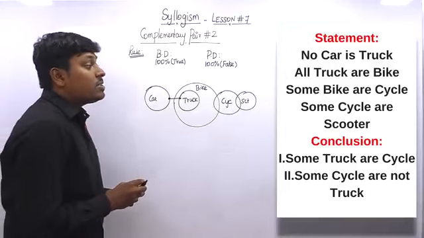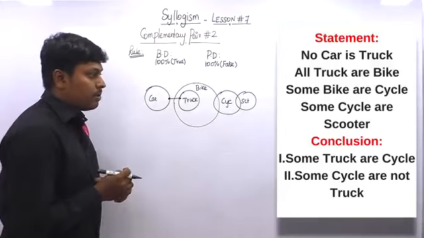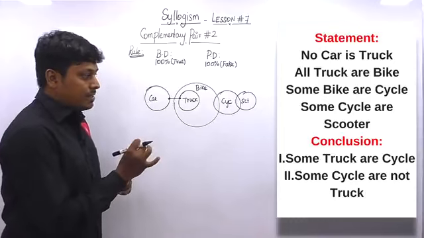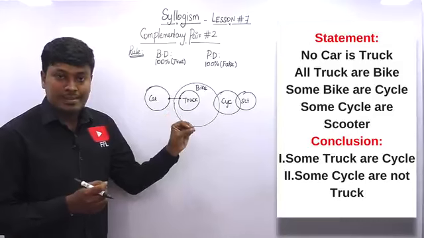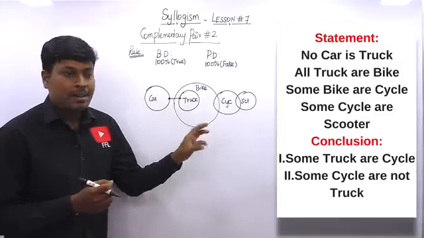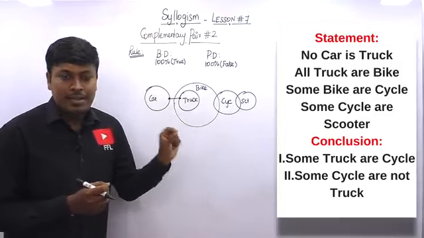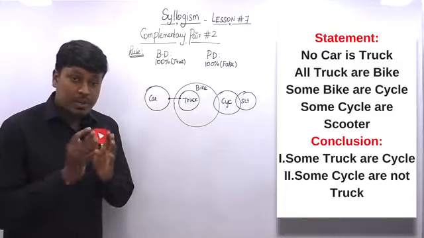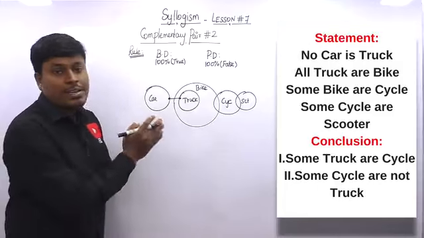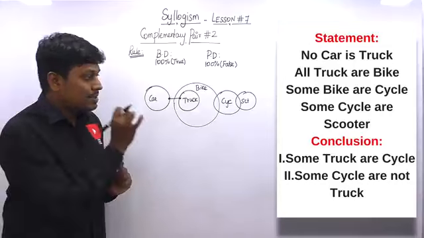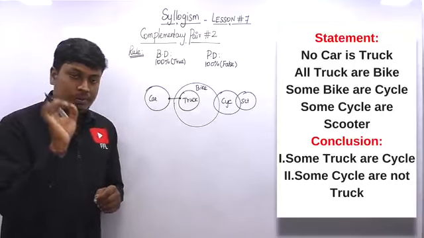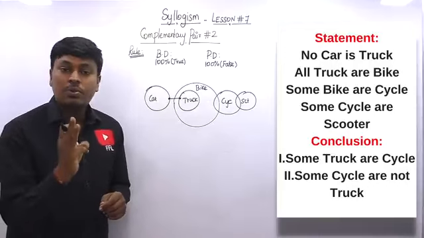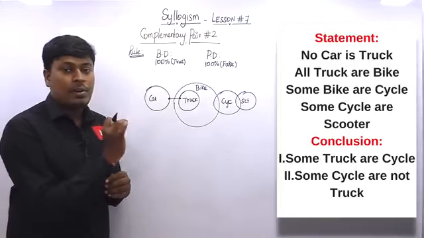So now let me move on to the conclusions. Conclusion number 1, some truck are cycle, and conclusion 2, some cycle are not truck. By seeing both the conclusions, we can say that it looks like a complementary pair in the logic, that is "some A are B" and "some A are not B". So what you need to do, you need to initially avoid conclusion number 1, that is some truck are cycle. You don't want to concentrate on conclusion number 1. Your full concentration should be only on conclusion number 2, that is some cycle are not truck.